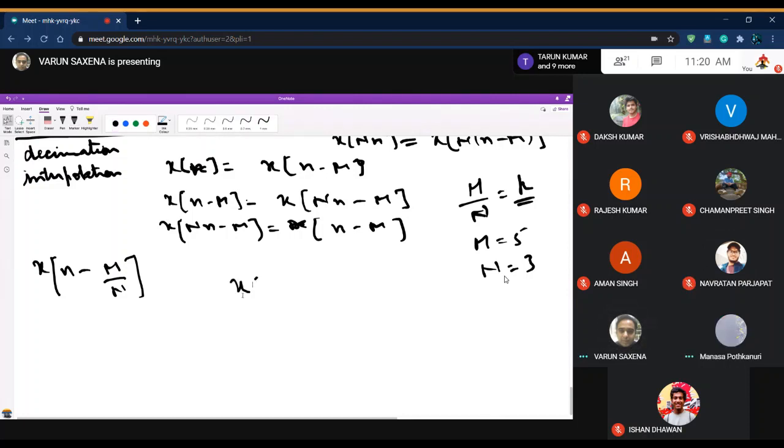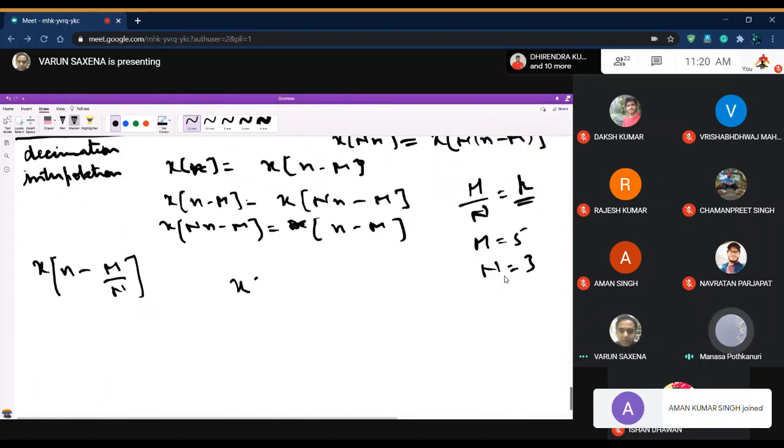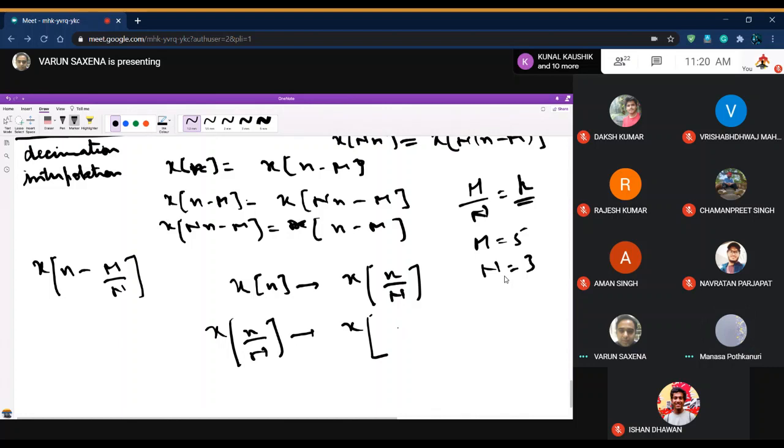Sir, we can first scale it by capital N. Scaling does not work. This thing has already been done. Then after that, we have to first interpolate by N. Yes, that is correct. So you do interpolation by N first, then you time shift it. Yes, very nice. Now you do time shifting by M, so you replace n by n minus M.